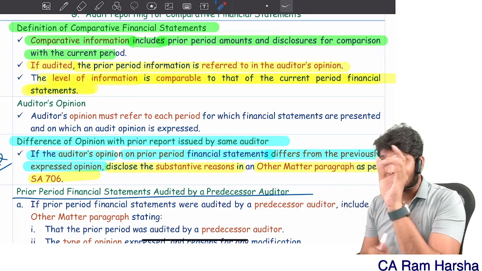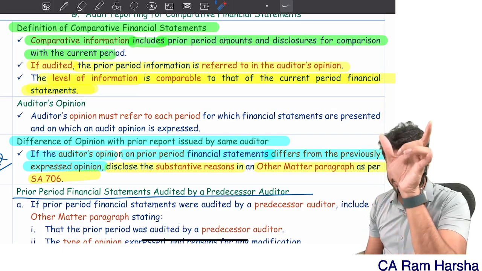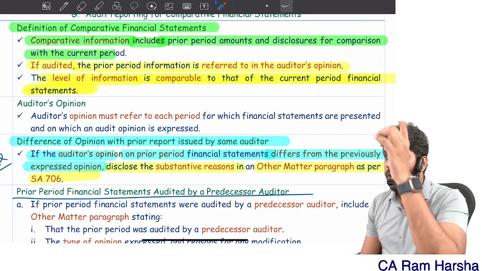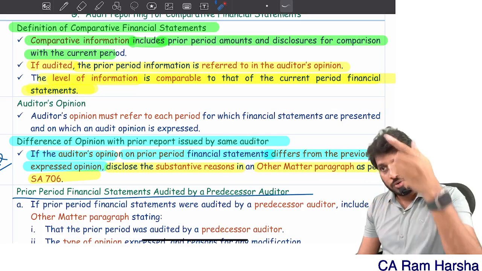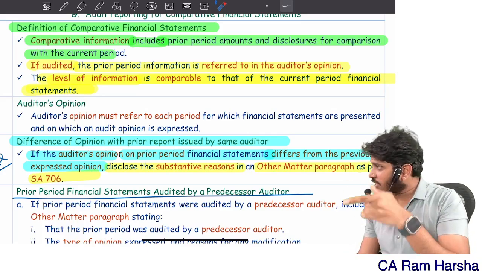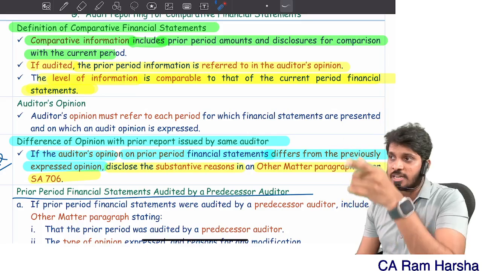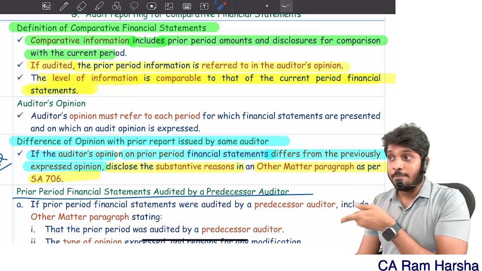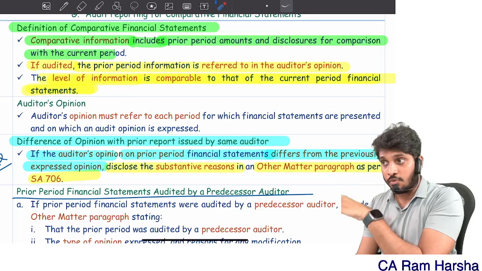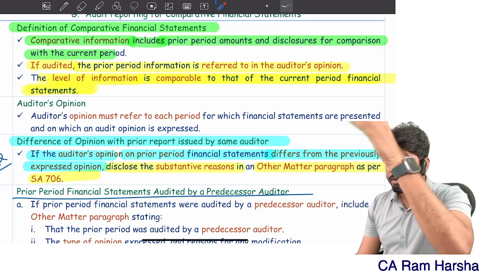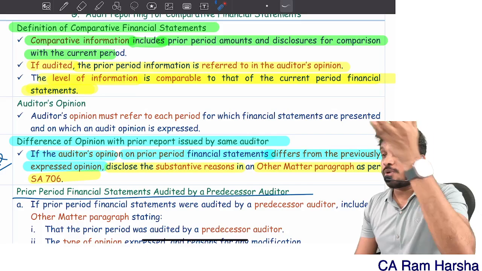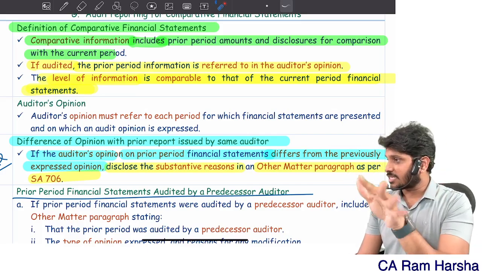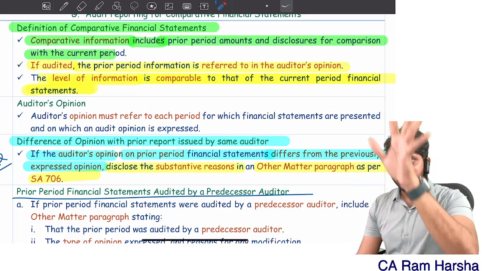Both, you see, the starting word is what? Comparative information. Corresponding figures is comparative information. Comparative financial statements is also comparative information. Both are comparative, belonging to prior period, which are given as part of the current year. Whereas in comparative, if they were audited, we will give an opinion. In corresponding, that wording is not there, because on corresponding we don't give any opinion. Easy or not? 710 standard is over.